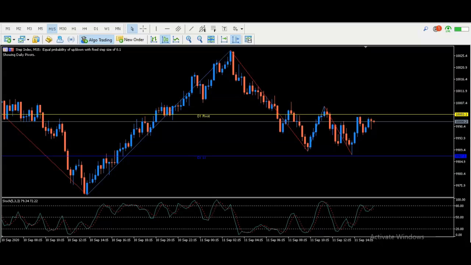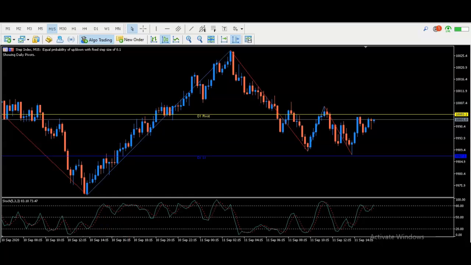Today I'll be showing you how to use the pivot lines to trade step index, and of course we're going to be combining our overbought and oversold indicator. In this case we're going to be using the stochastic default setting. The link to download the indicator is in the description, so you can download it immediately.